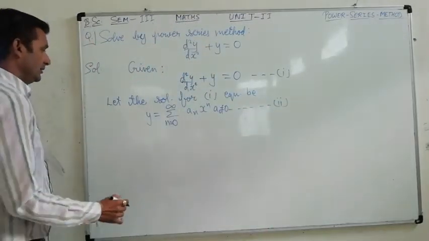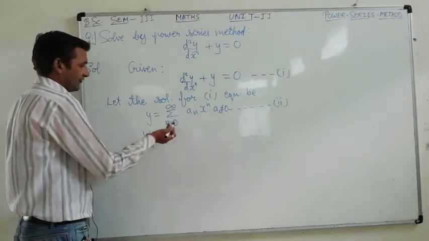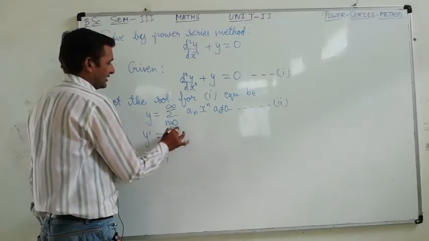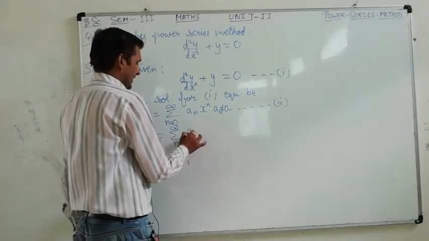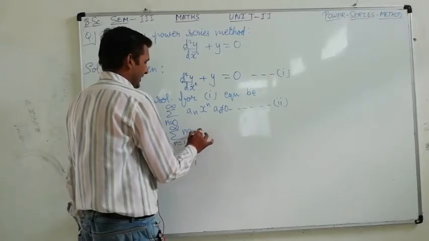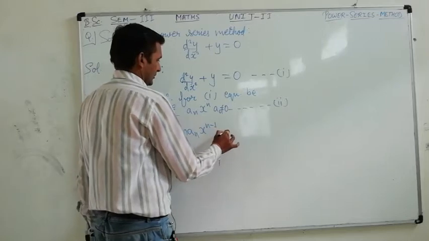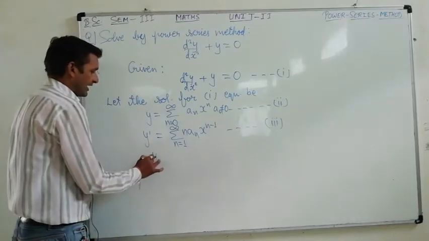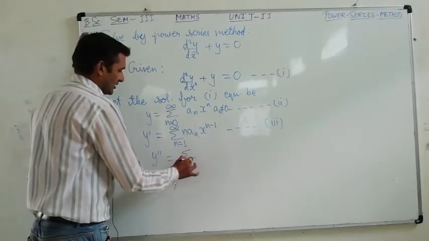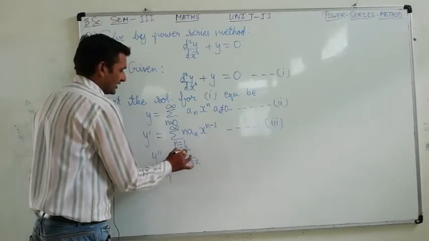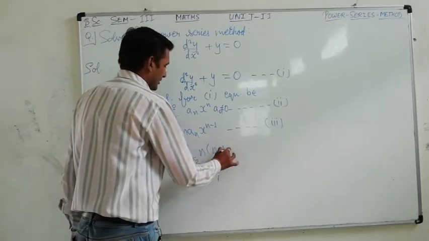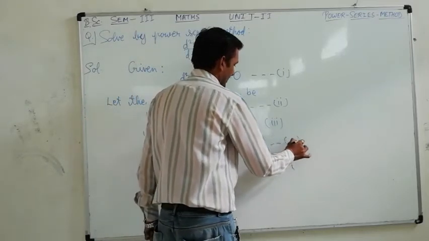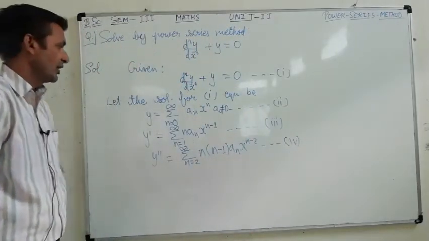Now, y dash on differentiating with respect to x, we will get sigma n is equal to 1 to infinity n a n x raised to the power n minus 1. It is considered as third equation. Now, y double dash is equal to sigma n is equal to 2 to infinity n into n minus 1 a n x raised to the power n minus 2. This is considered as fourth equation. These solutions we have done already.